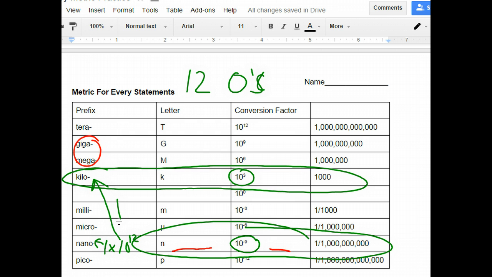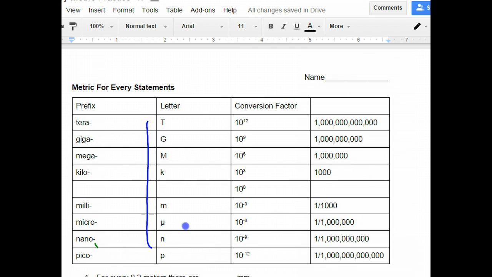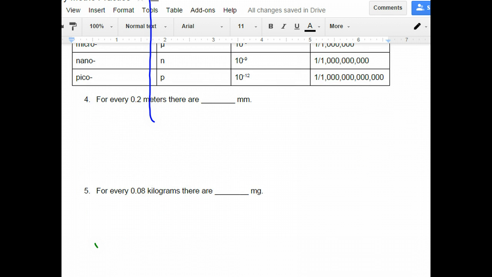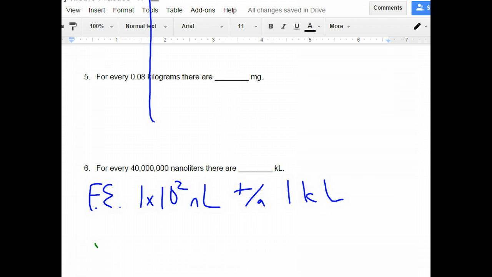Okay. So let me come back to the problem as soon as I erase. Okay, so let's come back to the problem. We said that there's a 12 zero difference between those two. So for every 1 times 10 to the 12th nanoliters, there's 1 kiloliter. And so if I want to find out, this is, I'm going to count them up. This is 4 times 10 to the 7th. So 4 times 10 to the 7th nanoliters.